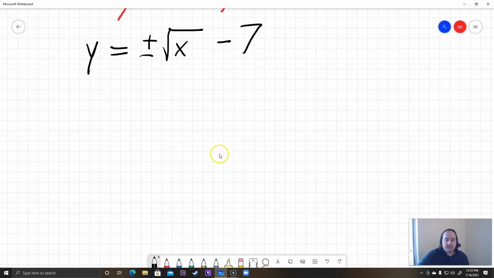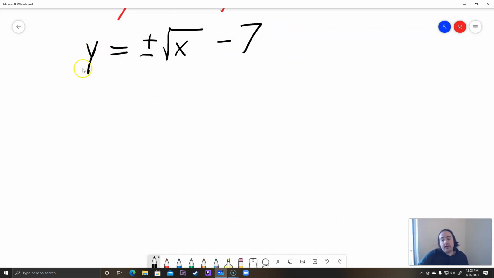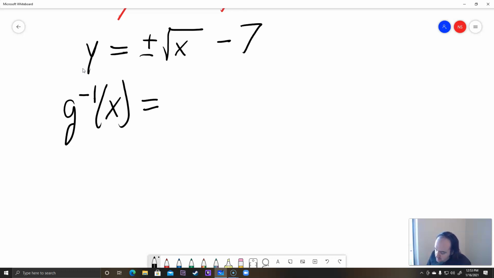So for example, with this one, we can replace our y with g inverse of x. So at the end we have our g inverse of x. But the tricky part is you don't actually want to have a plus or minus in your answer. I know that sounds a little bit strange. But here we only want to have a plus. So I'm just going to circle the plus here. So we just have plus root x. Okay, so we have positive root x minus 7.